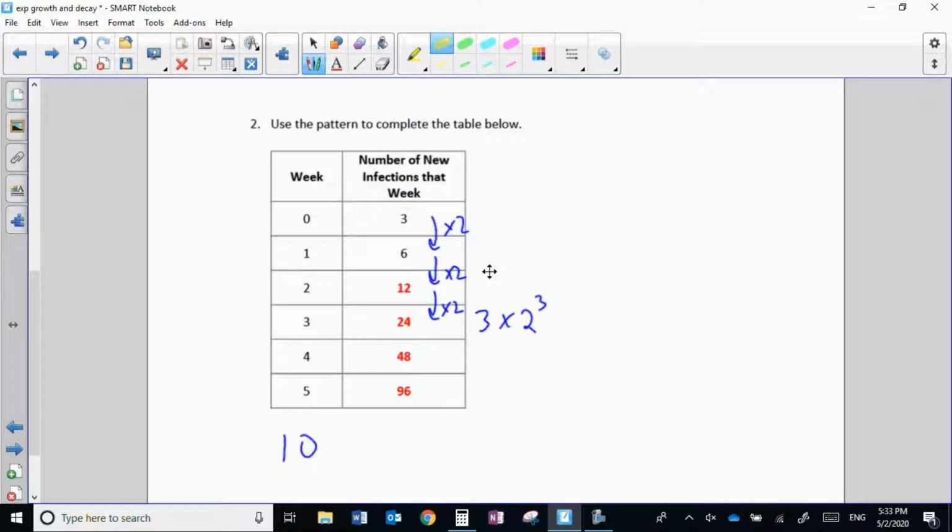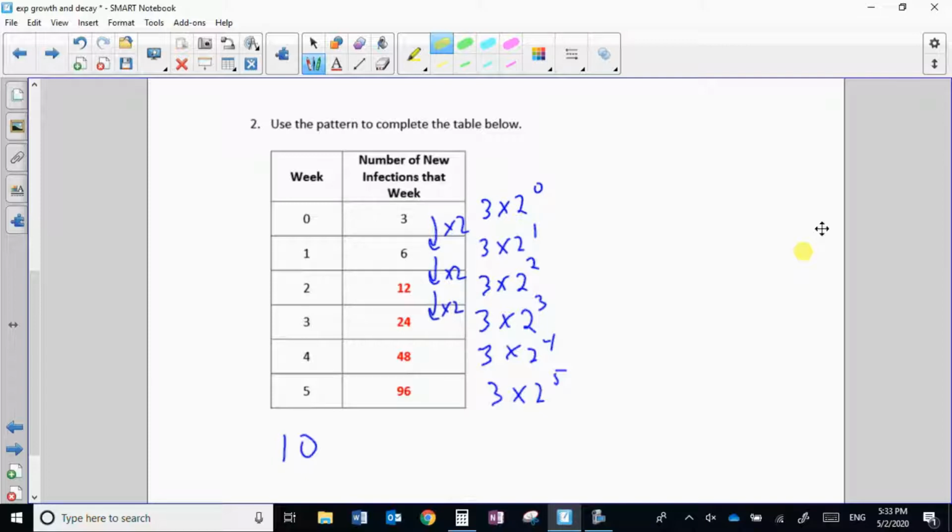For week 2 at 12, I took the number 3 and I multiplied by 2 twice. So that's actually 3 times 2 squared. That pattern continues. 3 times 2 to the power of 4 will give you the 48, and 3 times 2 to the power of 5 gives you 96. 3 times 2 to the power of 1 will give you 6, and in fact you can even use the pattern for week 0 and say that that is 3 times 2 to the power of 0, and since 2 to the power of 0 is 1, we do get the correct answer.